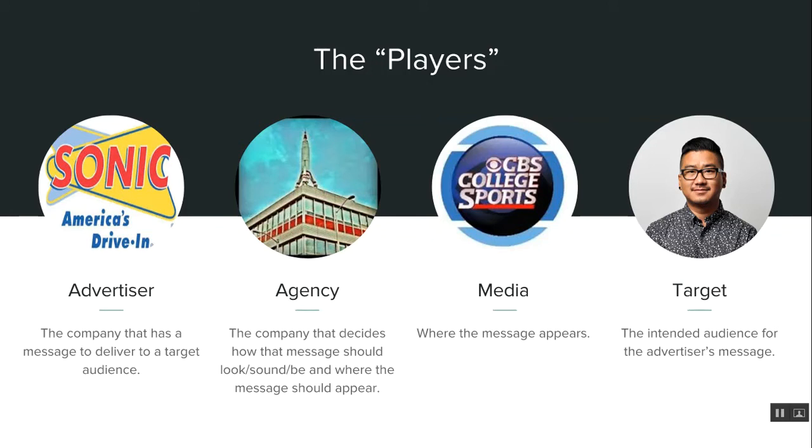The unfortunate thing is that may leave you with the false impression that all jobs in advertising relate to jobs at ad agencies. But that's far from the truth. In fact, most jobs are not at ad agencies.